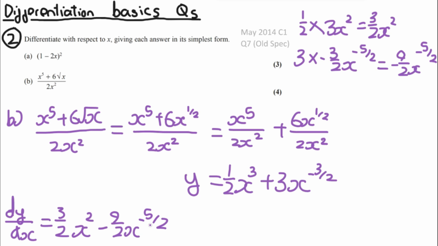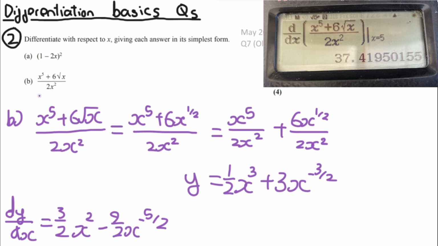And again, you could check this really powerfully and really usefully using your calculator by putting in the expression here into the brackets of d over dx, and then I use x is equal to 5, and that gave out a value of 37.4195, and then lots of numbers. And then if you use x is equal to 5 into here and you sub these values in, it gives out 37.4195 as well. So that's a good way to check your answers.